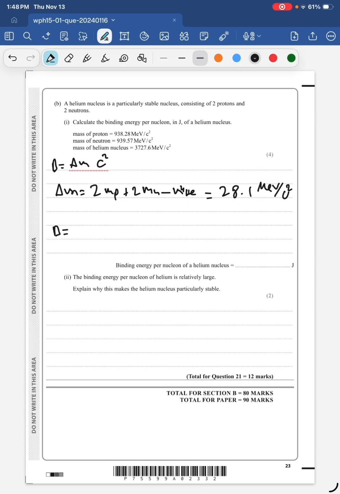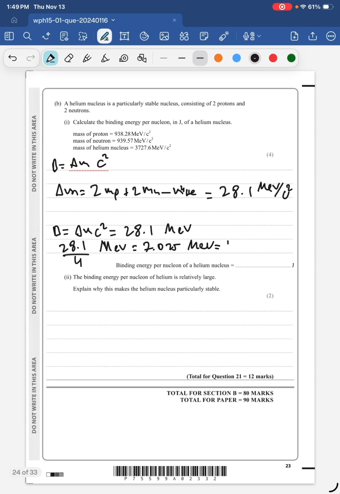Okay, so the binding energy is delta M c squared, which is 28.1 MeV because c squared cancels. And then we have to divide by 4, okay? So 28.1 over 4 MeV gives us 7.025 MeV. And if we convert to joules, because they ask to find the answer in joules, we find 1.12 times 10 to the negative 12 joules. And that's the binding energy per nucleon for helium-4.